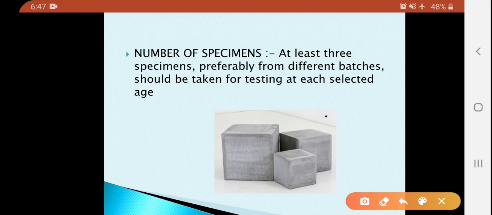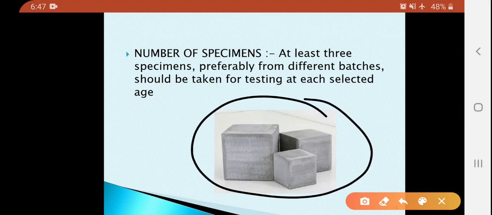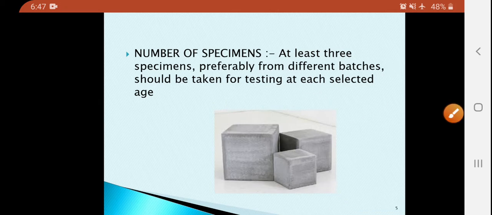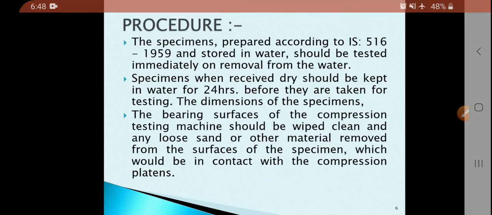In the figure you can see clearly these are the cubes. Why should it be called a cube? Because all its dimensions are the same, that is 15 centimeter or 150 mm. These are called cubes. This will have the same area as well as the same dimensions across all sides.